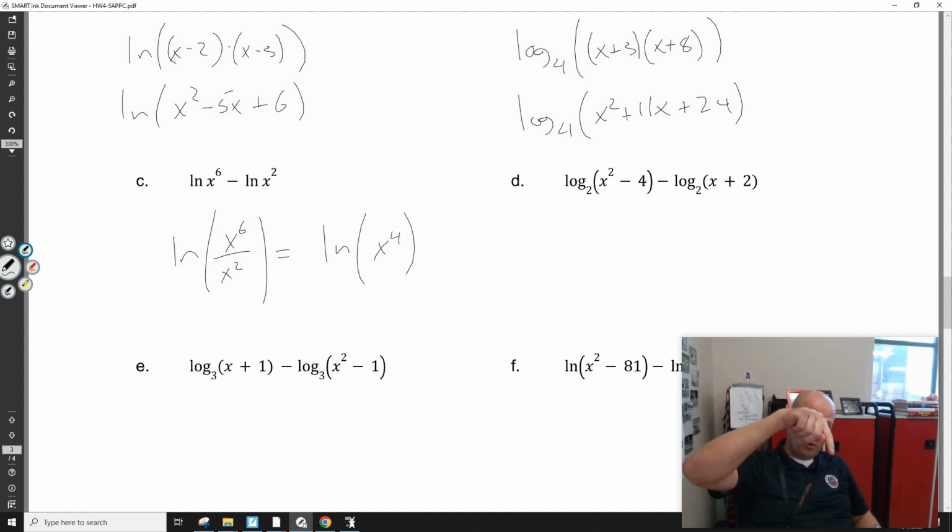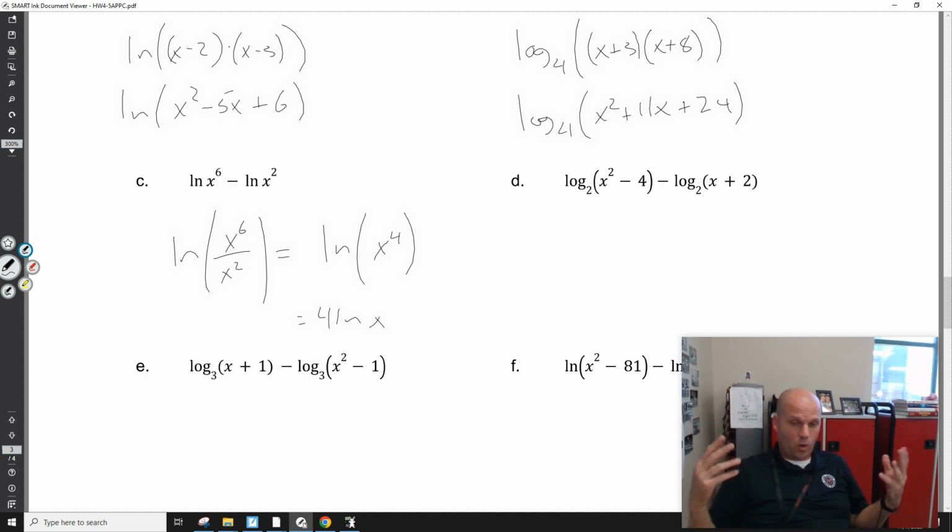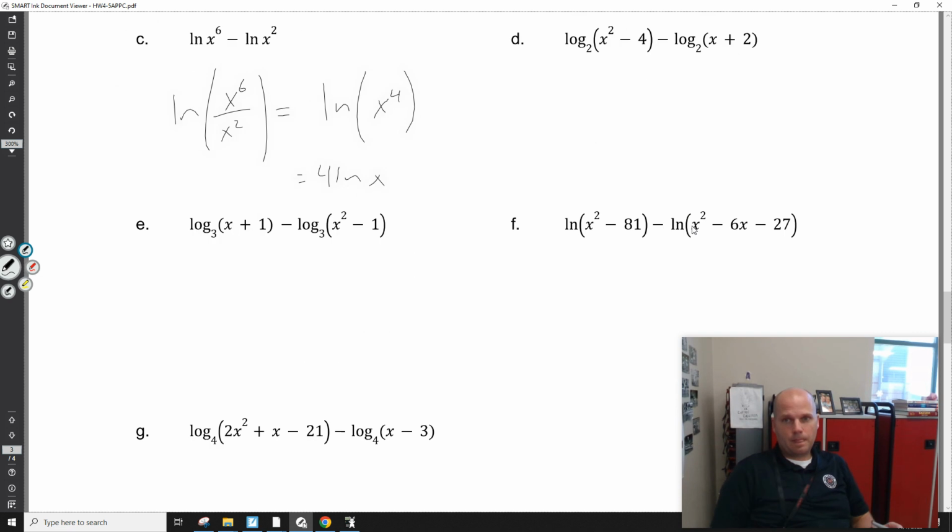We might want to bring the 4 down if we wanted to. Maybe we want to keep it like that. It all depends on the situation with the equation that we're going to solve in the future. This is fun.